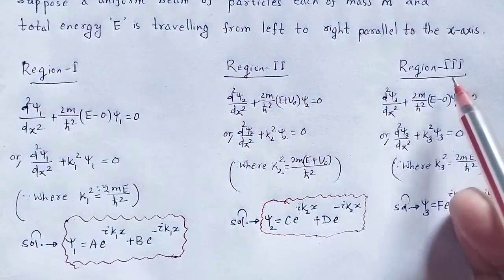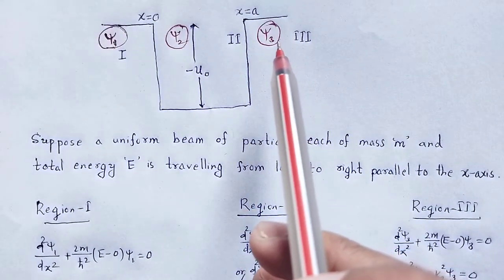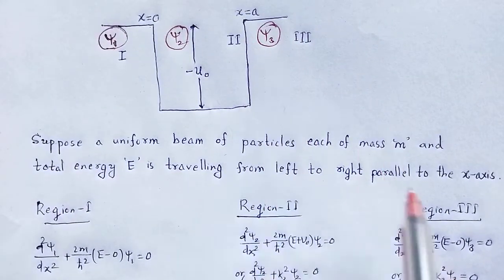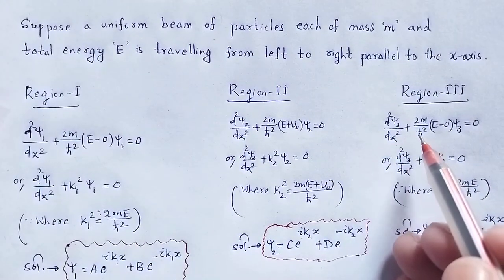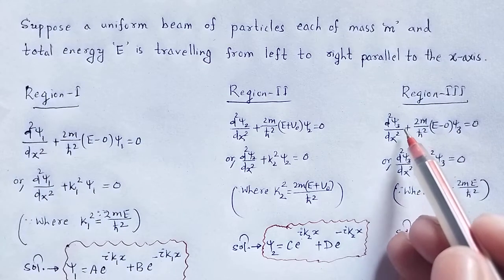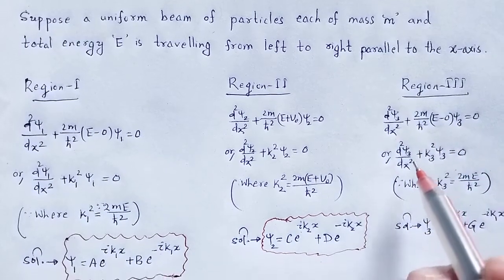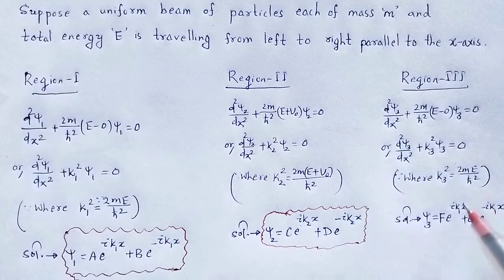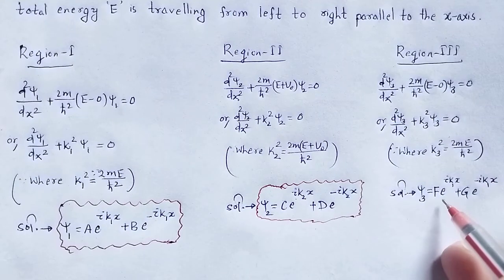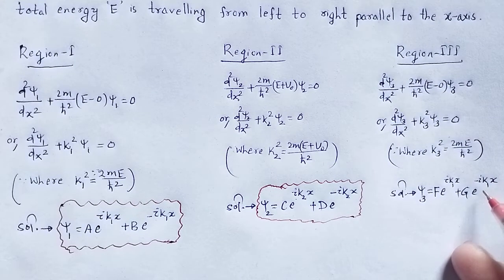In region 3, we use the wave function psi 3 and the potential term will be 0 here. So using the Schrodinger time independent equation: d square psi 3 by dx square plus 2m by h cross square (E minus 0) psi 3 is equal to 0. So the constant will be 2m divided by h cross square, and psi 3 is equal to F e to the power i k1 x plus G e to the power minus i k1 x.